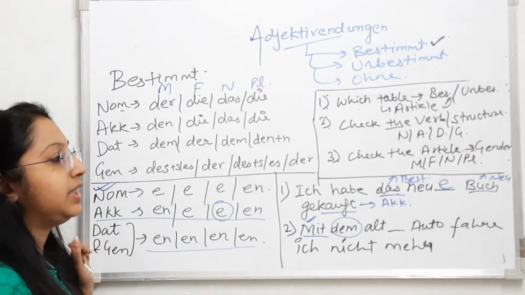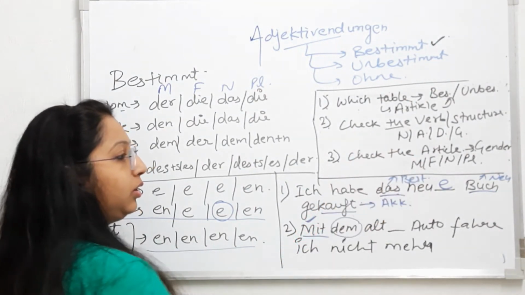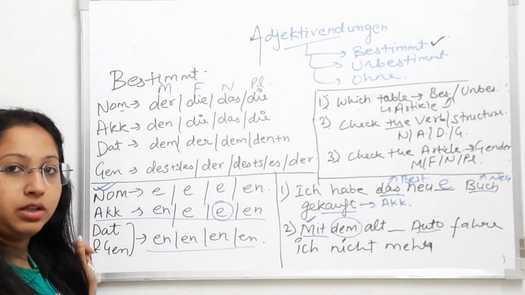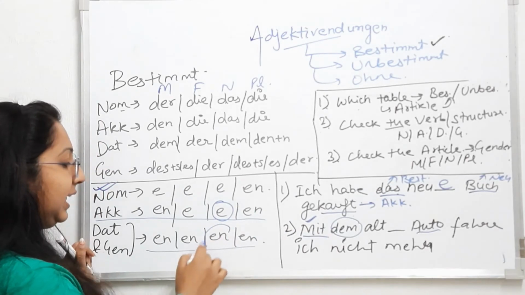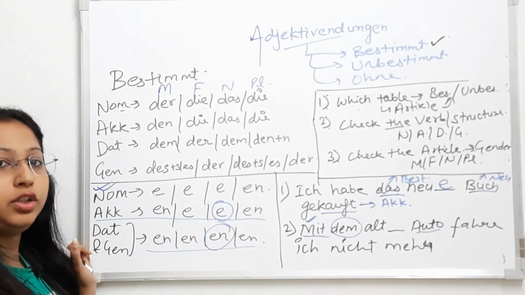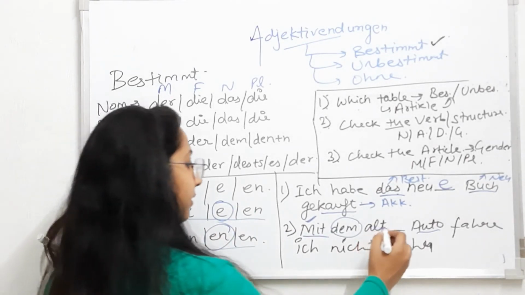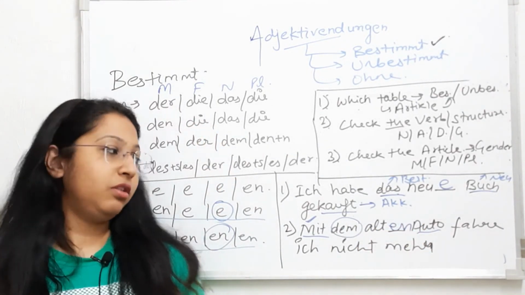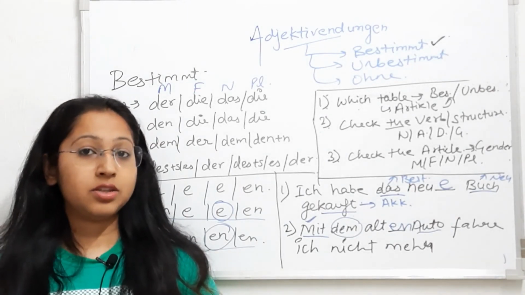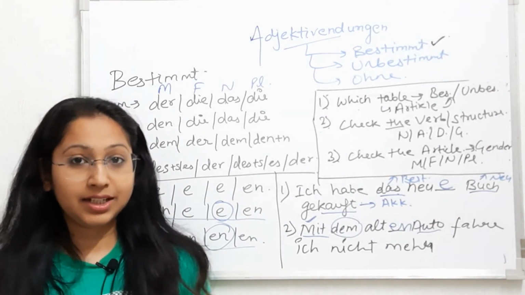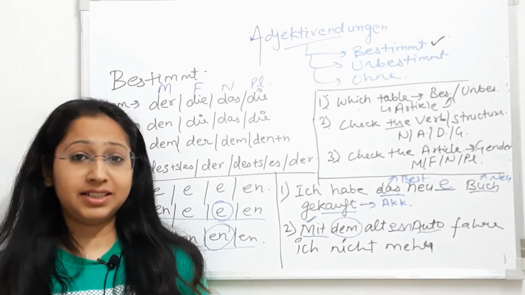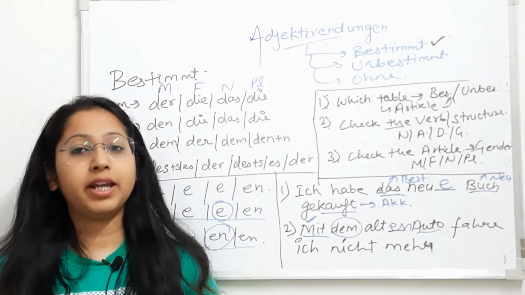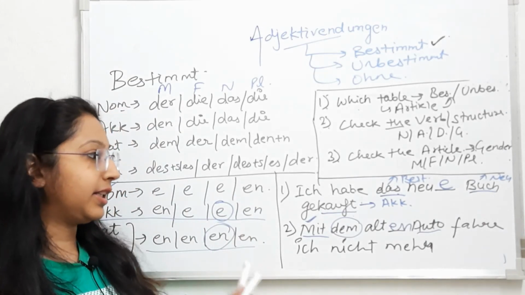But let's see the third rule again: check the article to get the gender. Auto is das Auto, which is neutral. So dem, dative, neutral column, which is en. Mit dem alten Auto fahre ich nicht mehr. Now you can see how easy it is. I hope you also find it easy now that you have three rules to follow. Simply use them and try all the bestimmt adjective endings.